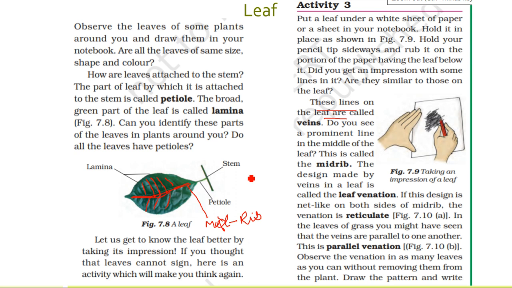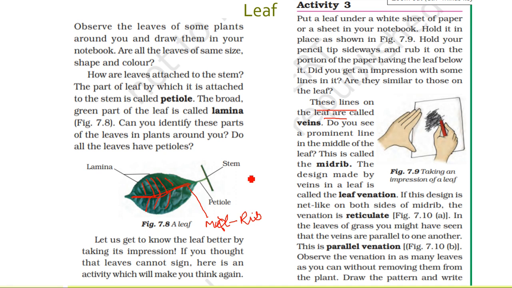Here they are asking you to collect as many leaves as you can from your surroundings, and then make an impression of each leaf with the help of a pencil. What will you observe? You will observe that different leaves have different venation. If the leaf has a midrib and its veins are parallel to each other, the venation is called parallel venation. And when the midrib has a network-like arrangement on both sides, it is called reticulate venation.